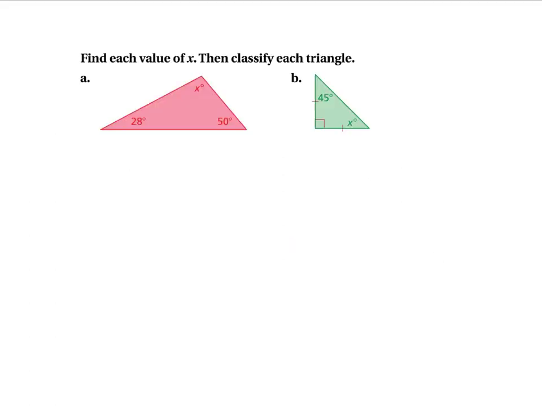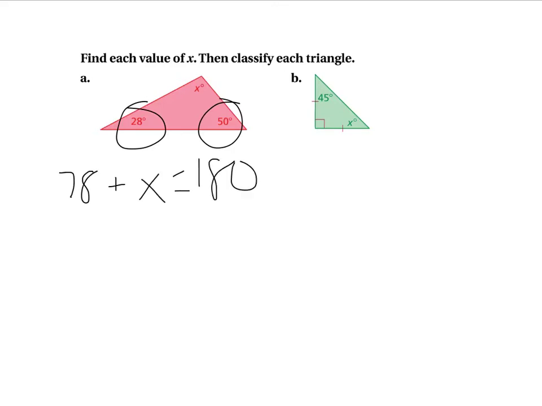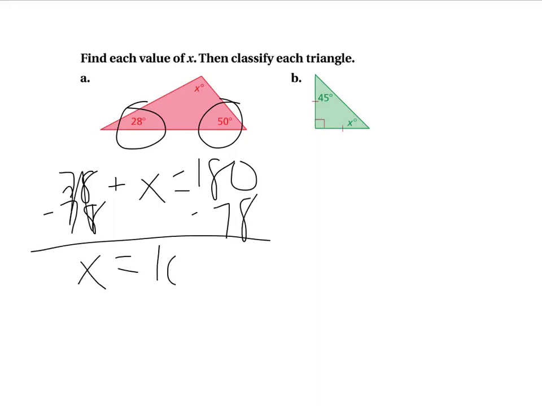Alright, let's look at some example problems here. In both these situations, we are given two angles, and we have to find a third. Obviously, we know that all three of them have to add up to 180. So I'm going to add these two together. I'm going to get 78 degrees. That plus the x has got to equal 180 degrees. When I subtract the 78 from both sides, this cancels out. X equals 102 degrees.